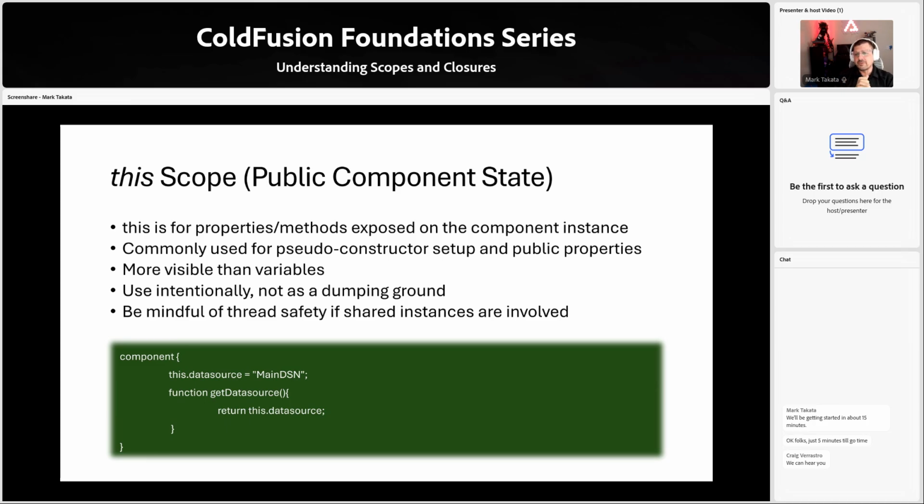And then the this dot scope. This is for public component state, versus private, which is what variables was. This is for stuff that's exposed on the instance. So when you're doing pseudo constructors, any public properties, they're more visible, they're more accessible than variables. But you have to be very careful because, again, it's not really global state, but you can pollute this scope pretty easily. Don't use it as a dumping ground for stuff. And because this lives a little bit outside, it actually has access to external stuff. Thread safety can be an issue here.